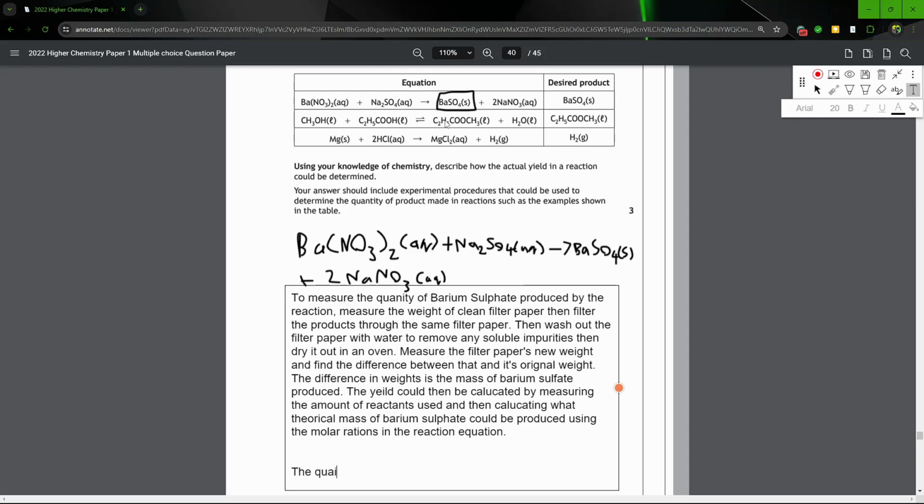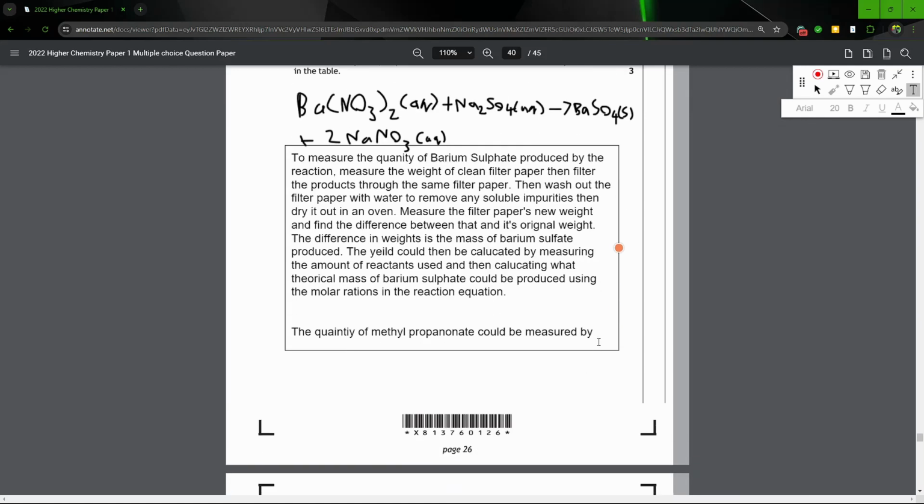The quantity of ethyl ethanoate. Oh no, it's propanoate, wouldn't it? It could be measured by. So remember that you're not actually ever going to get a perfect amount produced, because they are always going to be in equilibrium with water. All right, I've done my research.